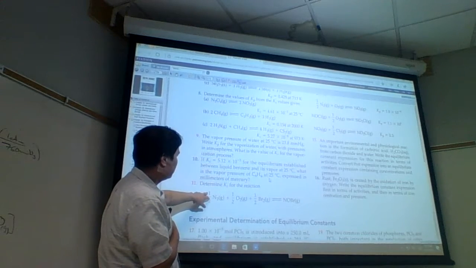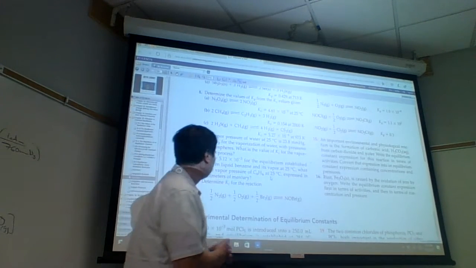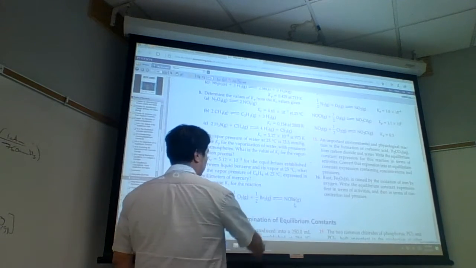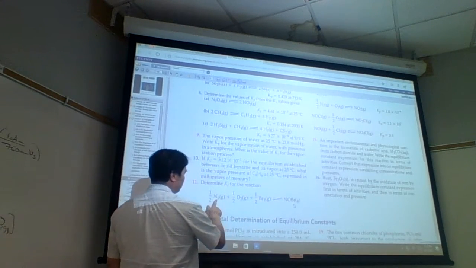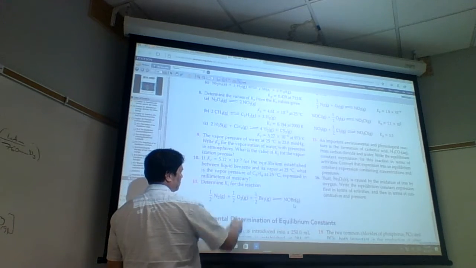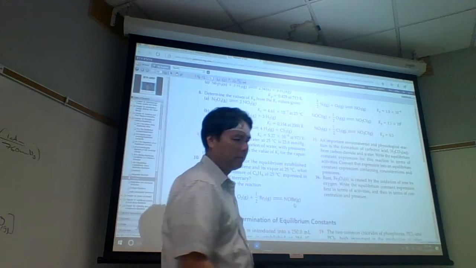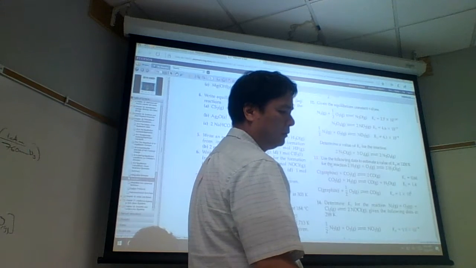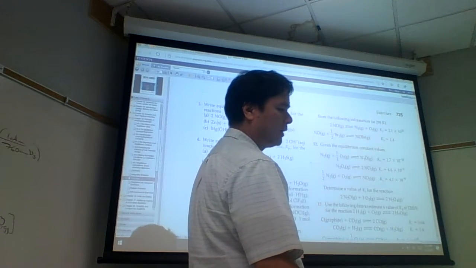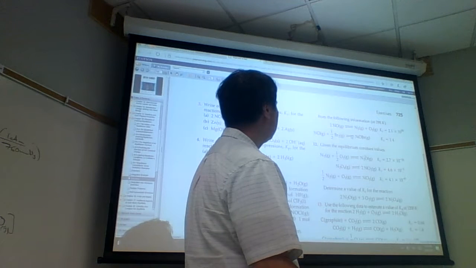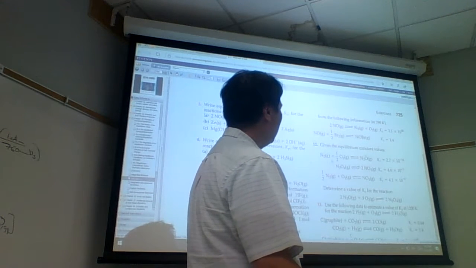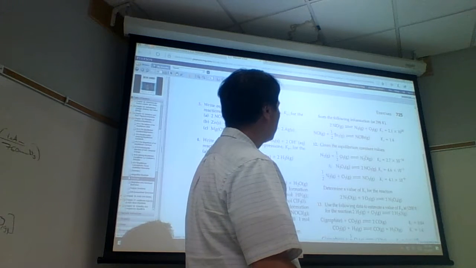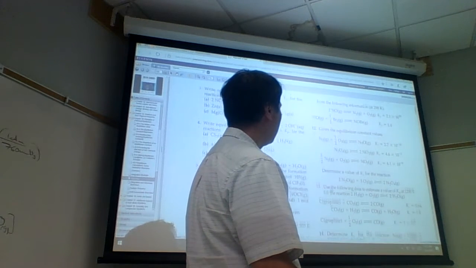Here, determine Kc for this reaction. Kc is just going to be the NOBr concentration divided by the square root of the N2O2 concentration. From the following information, they give us some data here. I think I did this one. Did I do this one? Number 12? Yeah, we did that one in class.